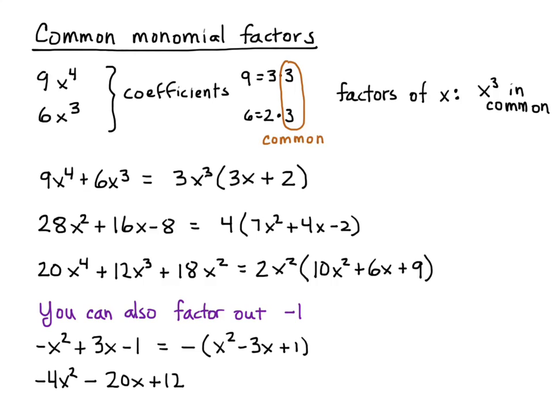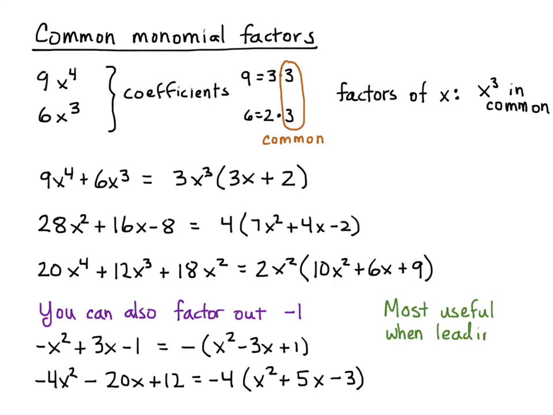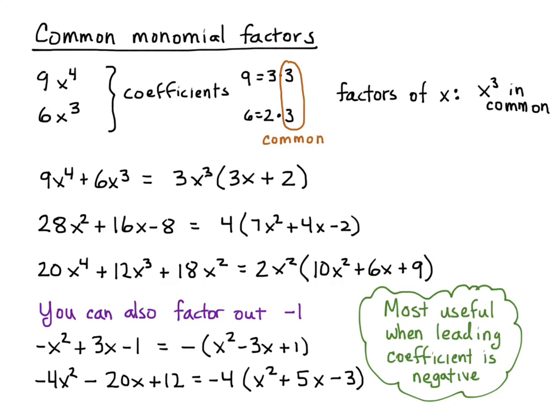Another example. So we can factor out a -4 here, and we get x squared plus 5x minus 3. Okay, so yeah, just to emphasize the point, make that leading coefficient positive. That will greatly simplify your task.